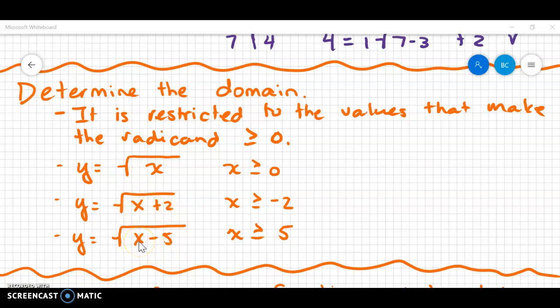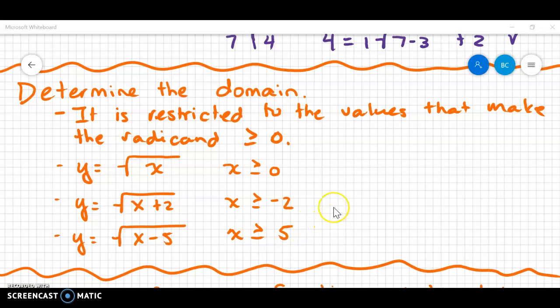On this one, I want to know x minus 5 equals 0. What would x have to be if this number was 0? So in this case, x would have to be 5. So that restricts my domain so that x is greater than or equal to 5.